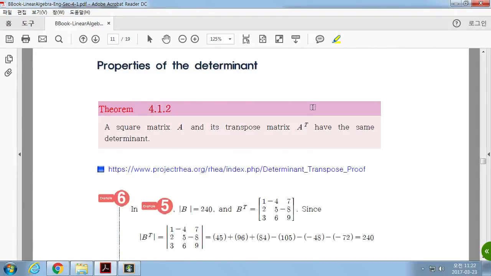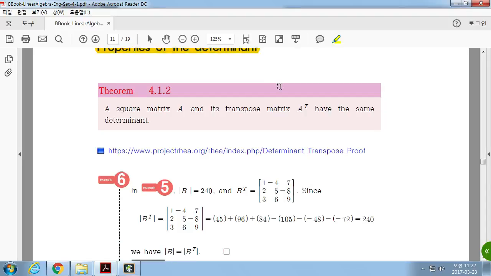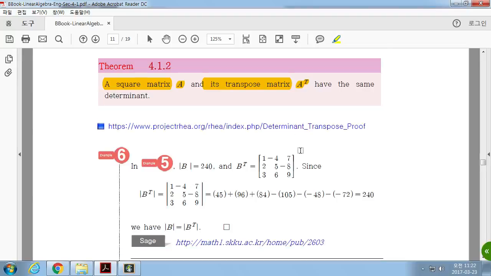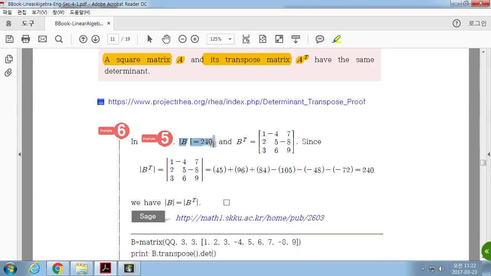So here, the first property of determinant that we found: a square matrix A and its transpose have the same determinant. The determinant of A is the same as the determinant of A transpose. As you see here, if the determinant of B is 240, like what you saw, then B transpose is this matrix. If you find the determinant of B transpose, you will have the same value. Actually, it works for any matrix.